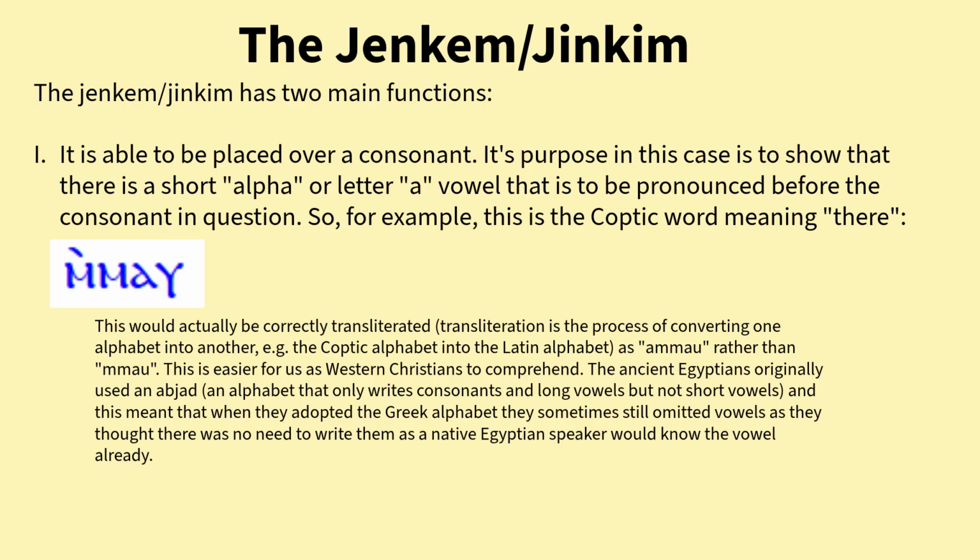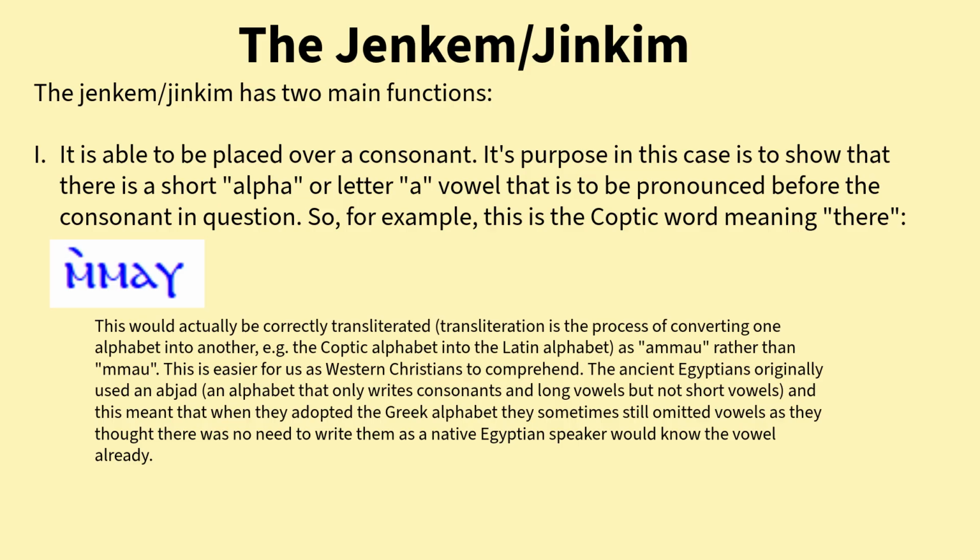The ancient Egyptians originally used an abjad, and an abjad is an alphabet that only writes consonants and long vowels but not short vowels. This meant that when the ancient Egyptians adopted the Greek alphabet, they sometimes still omitted vowels, as they thought there was no need to write them, as a native Egyptian speaker would know the vowel already. In other words, they thought it was too obvious to write.